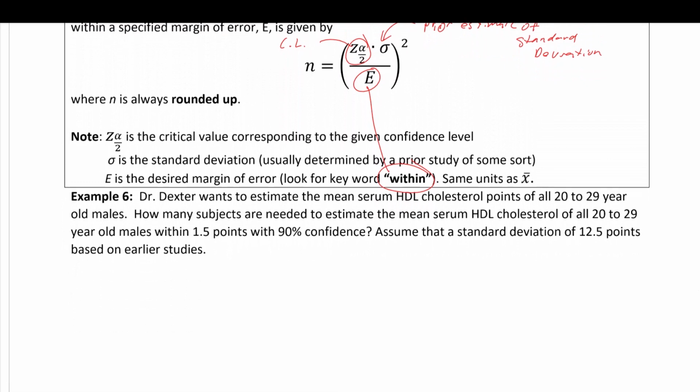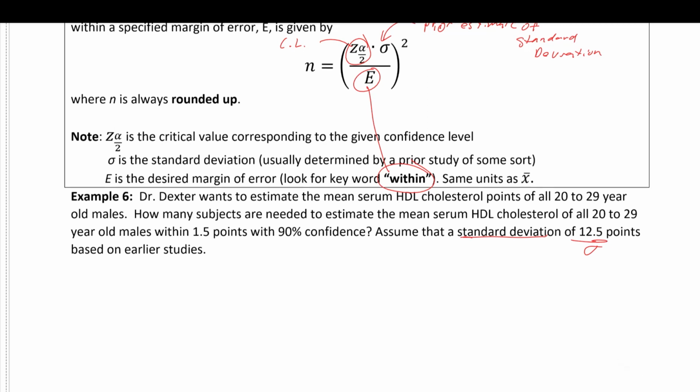Dr. Dexter wants to estimate the mean serum HDL cholesterol points of all 20 to 29-year-old males. How many subjects are needed to estimate the mean serum HDL cholesterol of all 20 to 29-year-old males within 1.5 points, with 90% confidence? Assume the standard deviation of 12.5 points based on earlier studies. So they're giving us some prior study's standard deviation. That's our sigma.